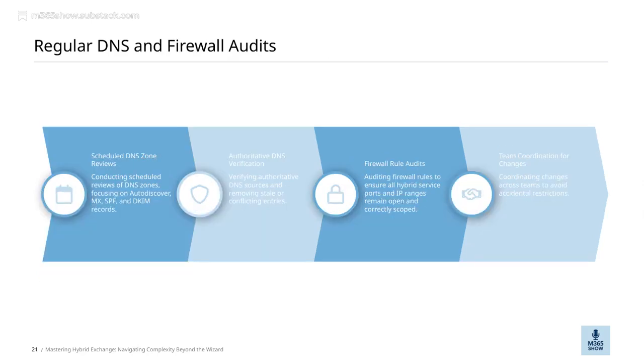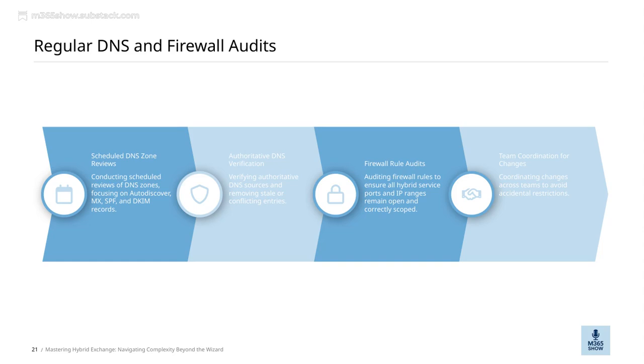When managing a hybrid exchange environment, one of the most critical aspects is ensuring smooth coordination across different teams. It's essential that everyone works together to make changes, so we avoid accidental restrictions that could disrupt service. Clear communication and collaboration are key here.